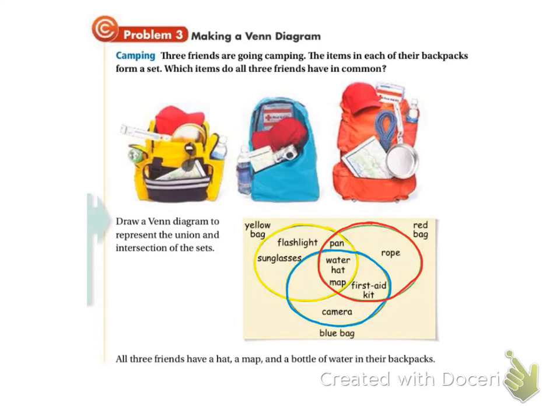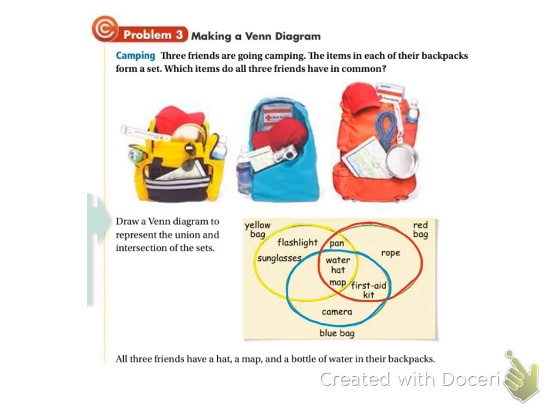Okay, this is 3.8b of algebra. So we're going to look at Venn diagrams. This is a Venn diagram down here, and in this case, we're talking about 3 different friends who brought different backpacks. So you see them up there. And we want to know which items did they all bring that they have in common.